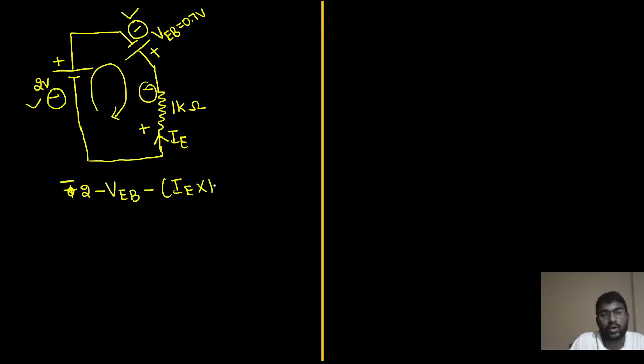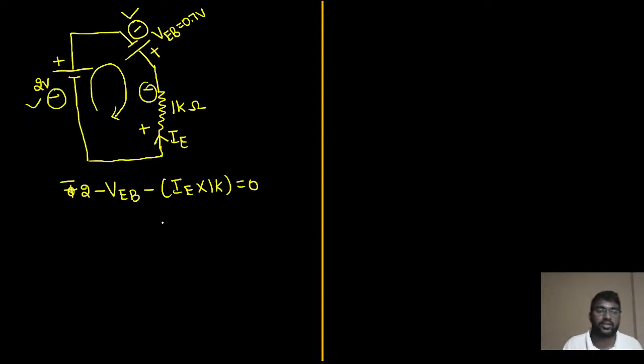Now apply KVL for this. You will be getting plus 2 voltage. I am assuming that the transistor is in active region. I am assuming it and proceeding as I normally do. Base to emitter voltage. Why am I putting minus? See, sorry. It will be minus. Starting polarity minus. Here also starting polarity is minus. But how will you write this one? Emitter current IE into 1 kilo ohm resistor equal to 0.